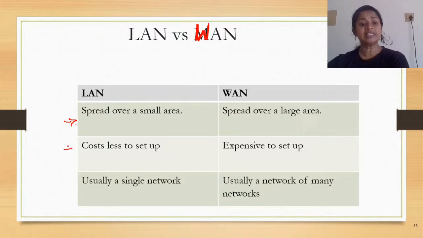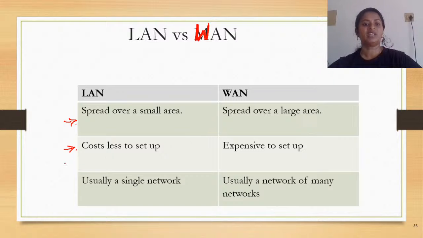Now, when you're considering the cost or the expenditure for setting up a LAN and a WAN, for a LAN we need to talk about a very small area where we are going to set this up. So in this case, the cost is less to set up a LAN. But a WAN is very expensive to set up. Why? Because you need to purchase bigger networking devices, and you need to extend it to a larger space.